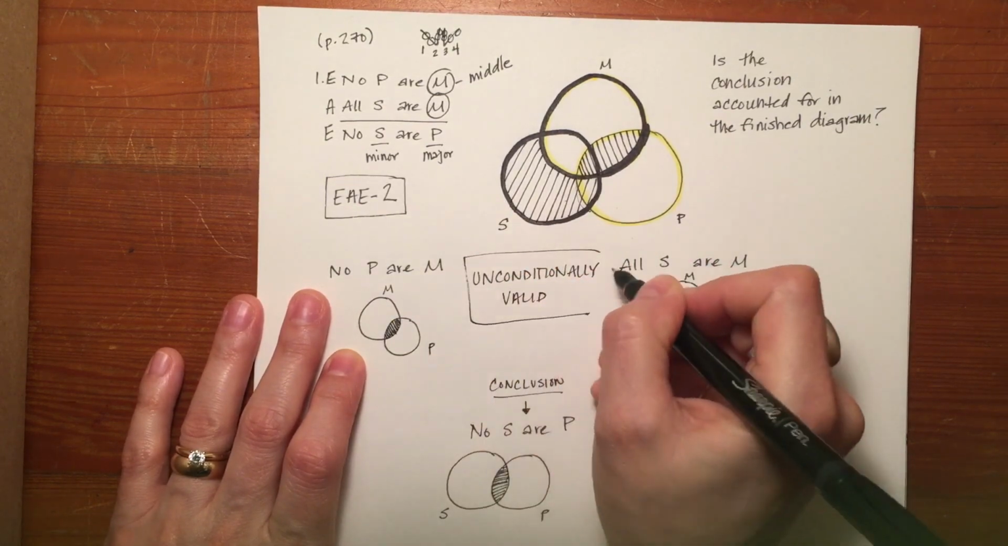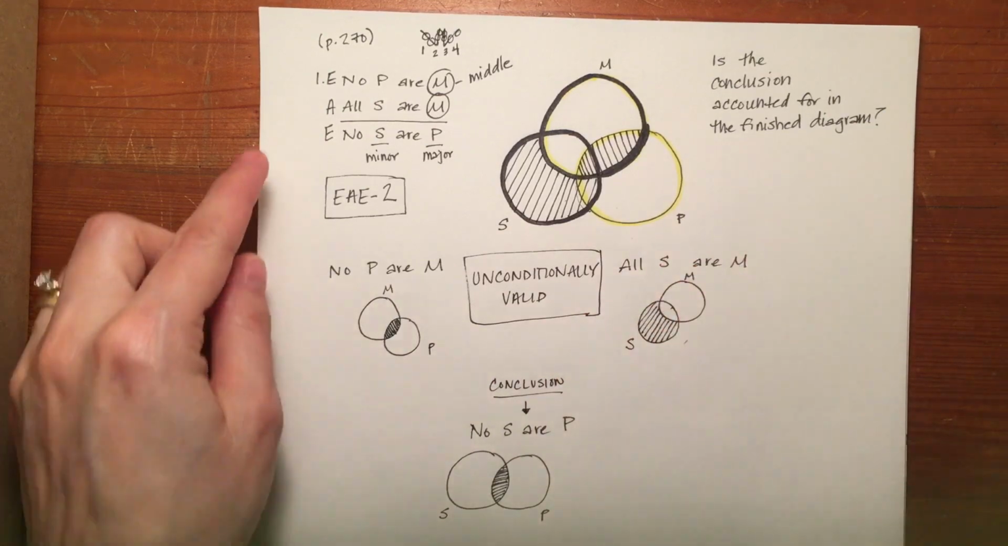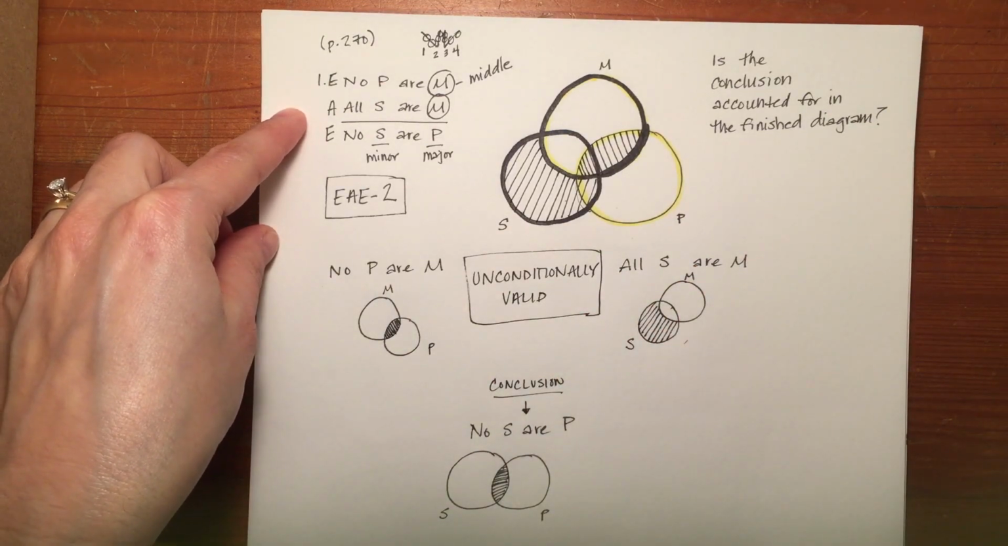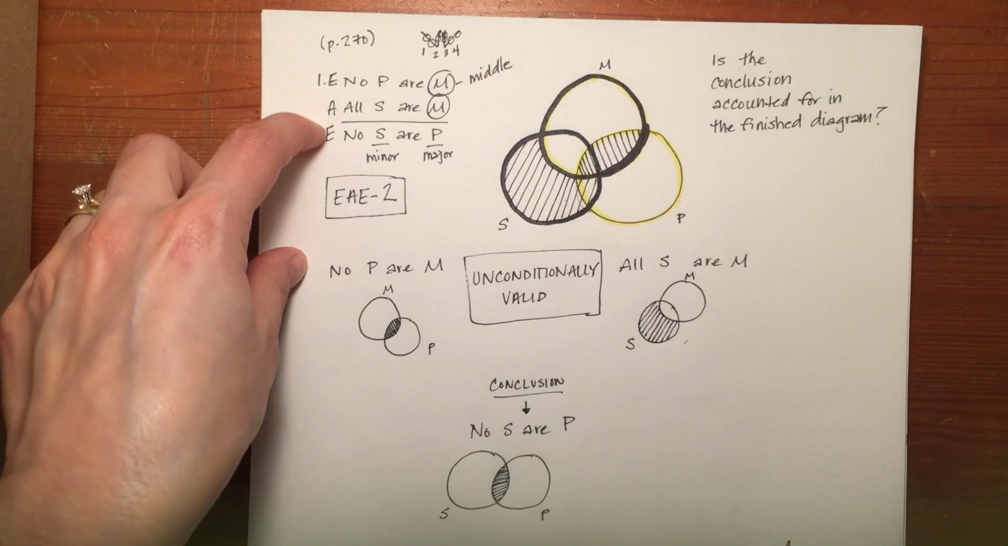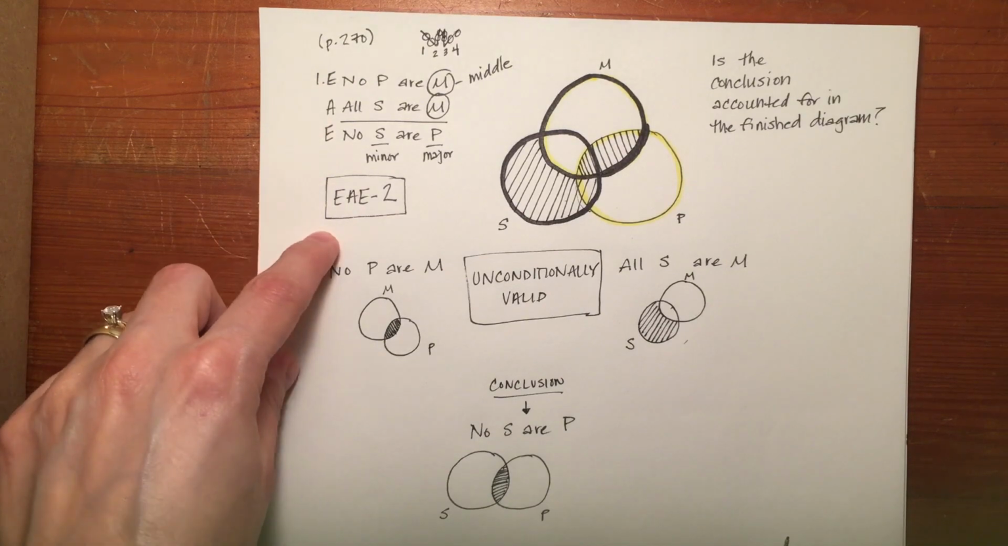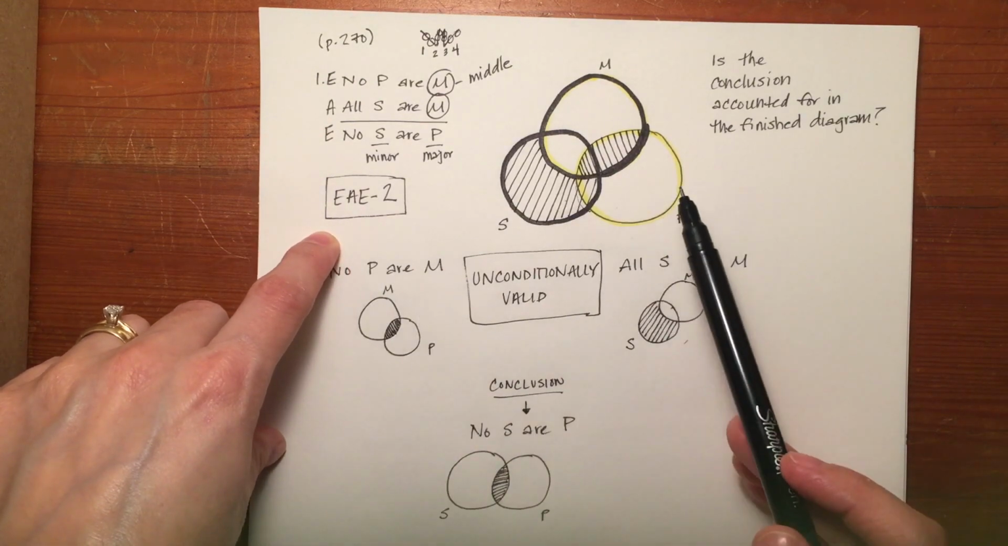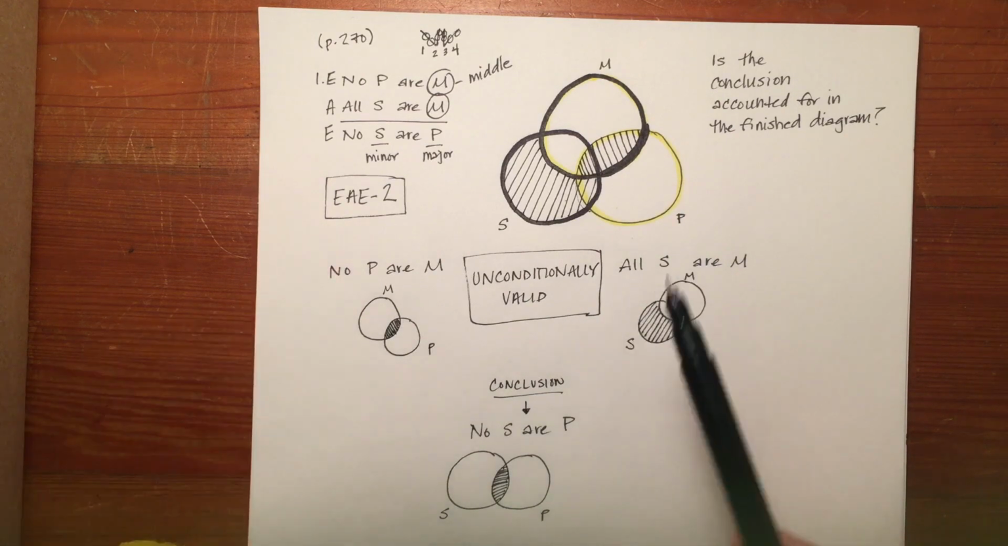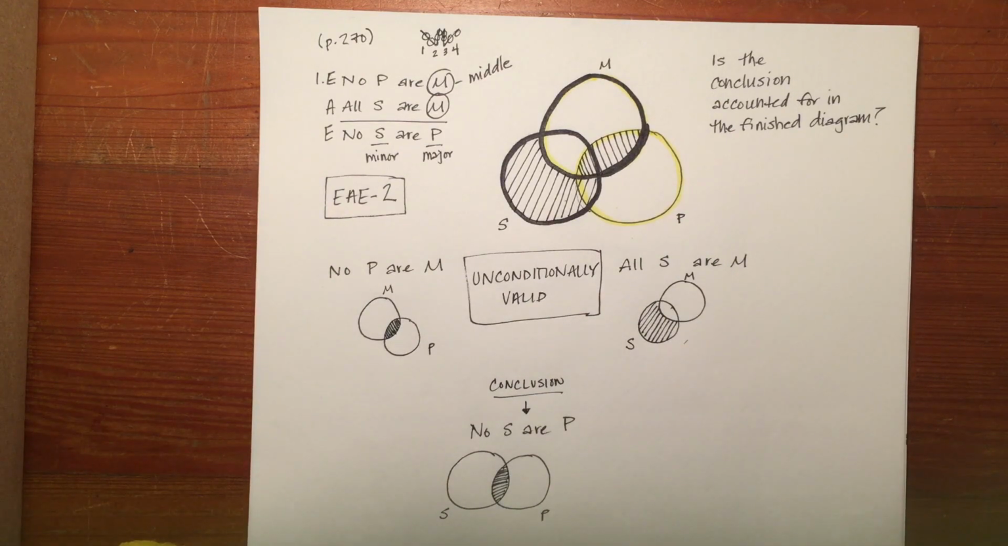On an examination, you might be asked to translate an argument, which I didn't show you in this example, put it into standard form, determine mood and figure, and then draw a Venn diagram and determine whether it's unconditionally valid, conditionally valid, or invalid from both perspectives.